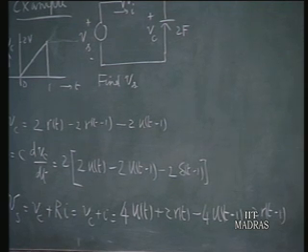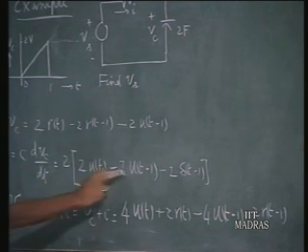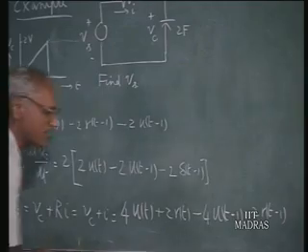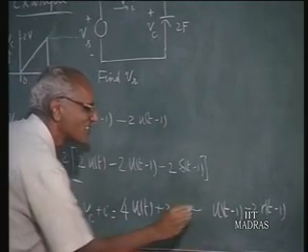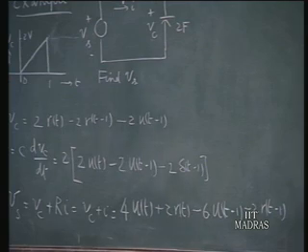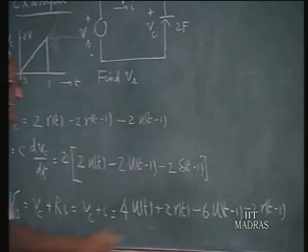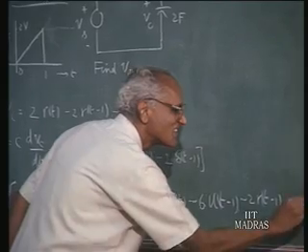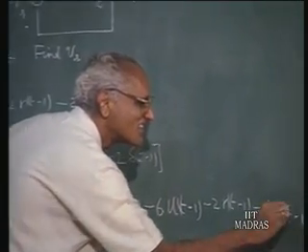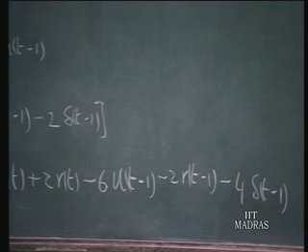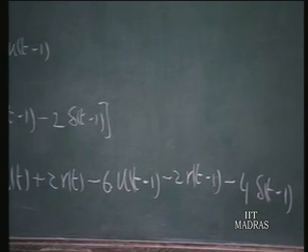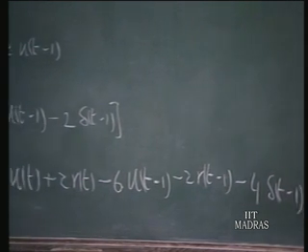minus 4 ut minus 1, there is another 2 ut minus 1, therefore, I must write here 6 ut minus 1, 6 ut minus 1 minus 2 RT minus 1, and then in addition you have minus 4 delta t minus 1. That is the expression for this, 4 ut plus 2 RT minus 6 ut minus 1 minus 2 RT minus 1 minus 4 delta t minus 1, that is your Vs.